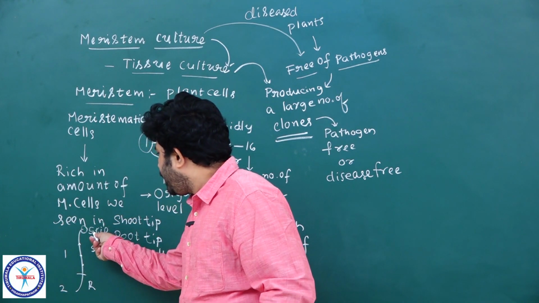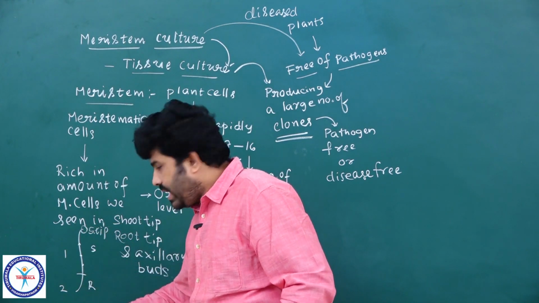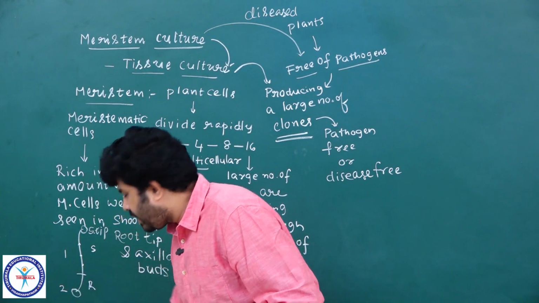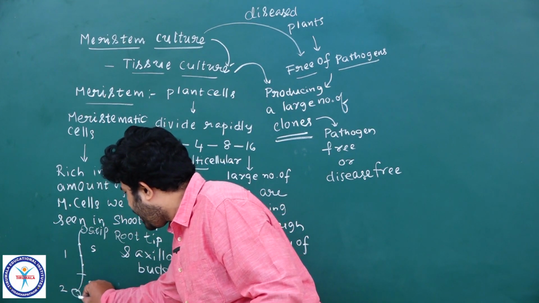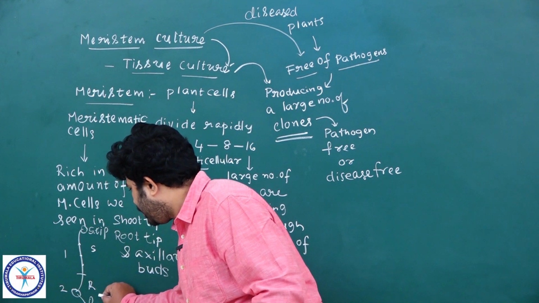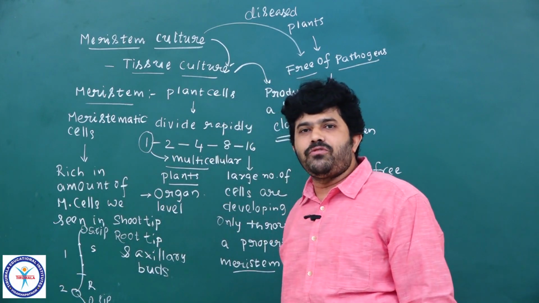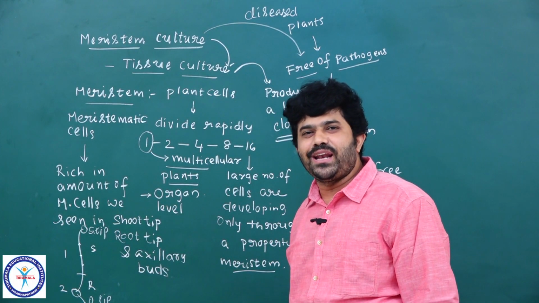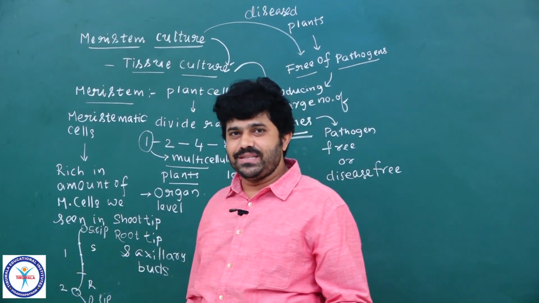In the same way here, part 2, it is a root. That root is also having a terminal point, which we are calling the root tip. So in these two regions, higher amounts of meristematic cells are seen, which are free of pathogens, which are free of diseases. Now, got the point?